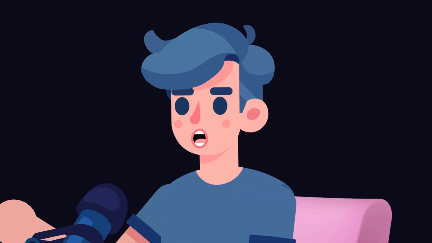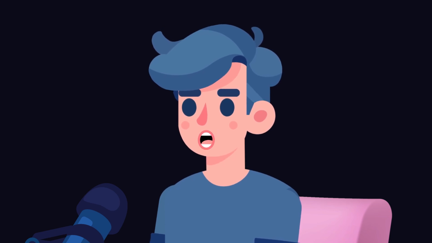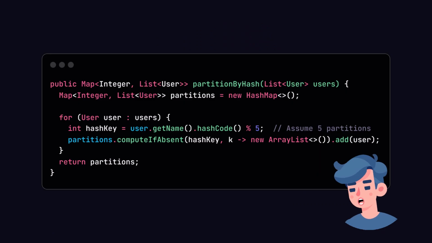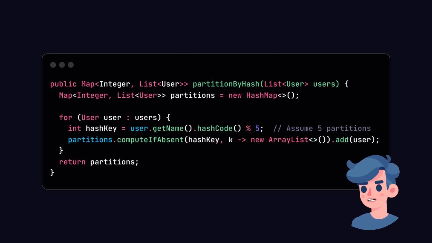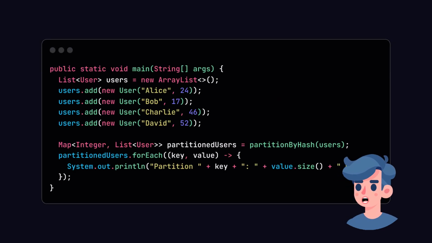Next, let's move on to hash partitioning. This method uses a hash function to determine where to place data, which provides a uniform distribution. In our hash partitioning example, instead of partitioning by age, we will use the user's name as the key for the partition. We'll create a method named partitionByHash. Here, the hashCode method determines the appropriate partition for each user based on their name. We will limit our partitions to 5 to keep it simple.